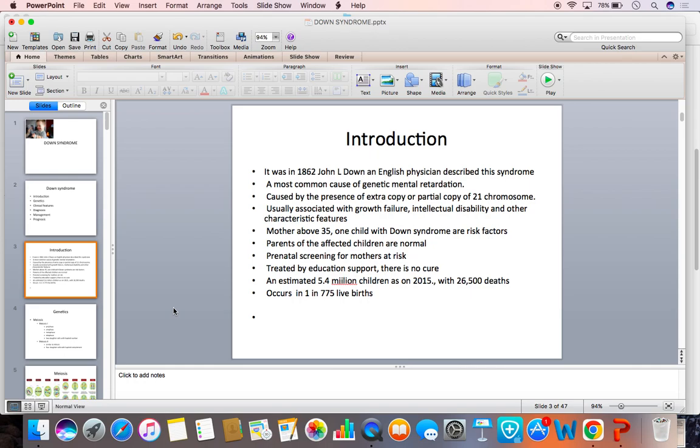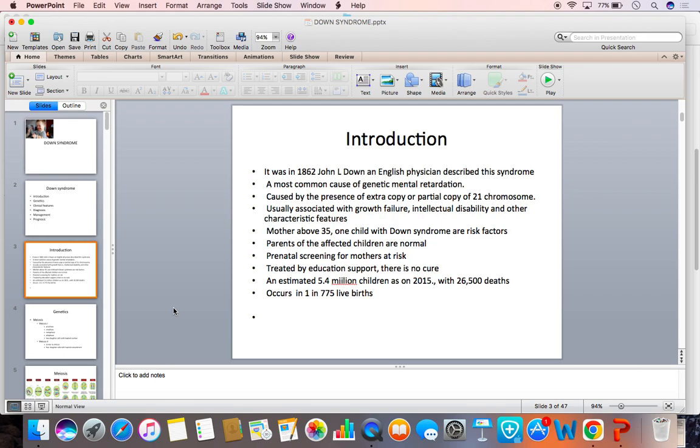It could be a full or partial copy of the 21 chromosome, usually associated with growth failure, intellectual disability, and other characteristic features.